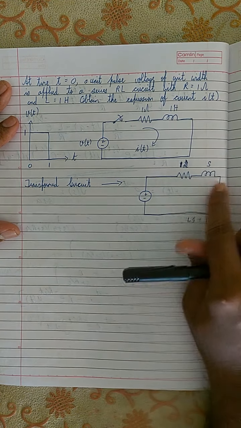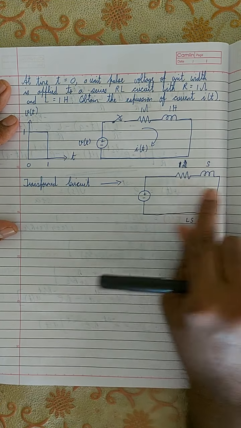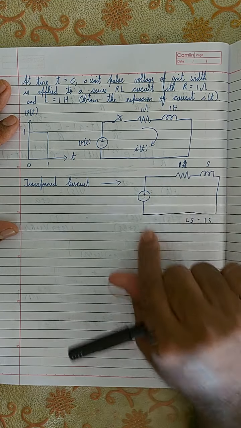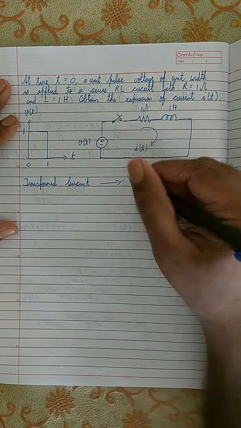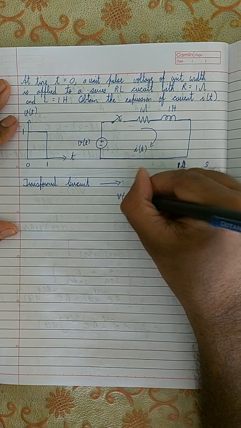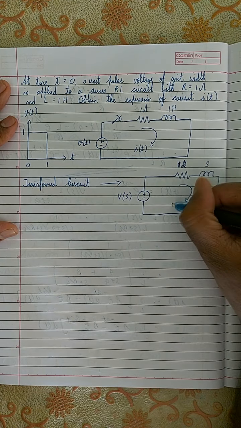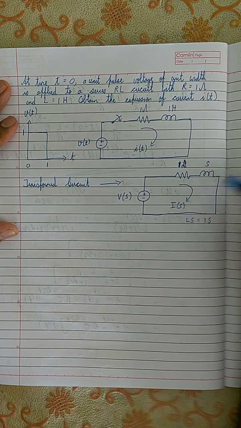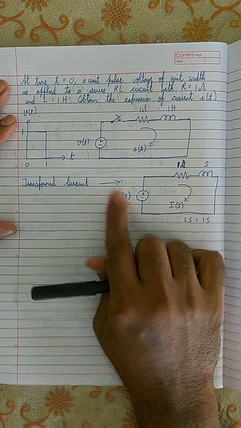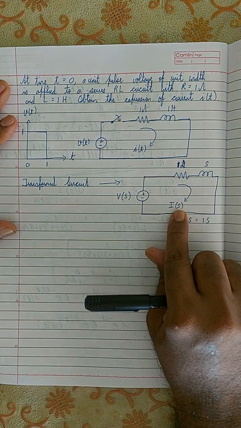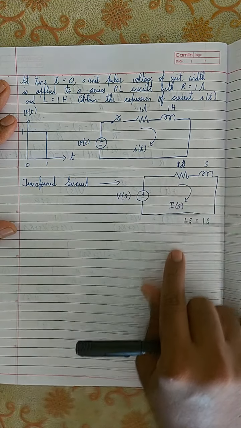Okay, so the impedance across the resistor is 1, the impedance across the inductor is S, and the voltage source is given by V of S, and the current across it is called I of S, capital letter I of S, where V of S is the Laplace transform of V of t and I of S is the Laplace transform of I of t.